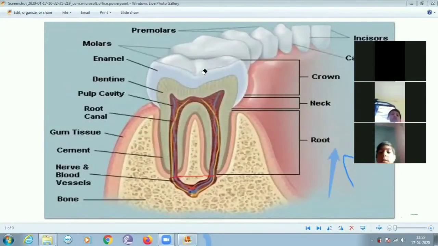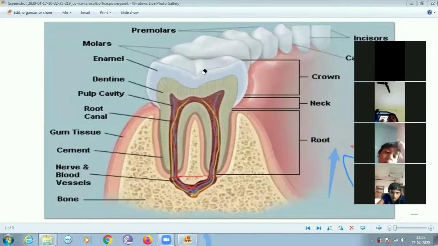The outer portion that we can see when we open our mouth is called the crown. The lower part, that is the root, remains inside the gum. We cannot see this portion. The region that is exactly between the crown and the root is called the neck.